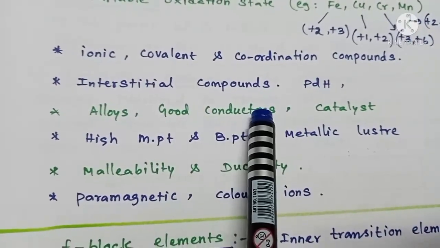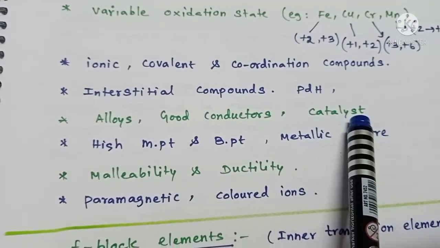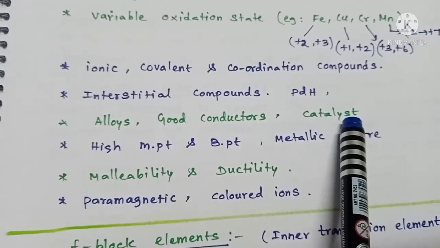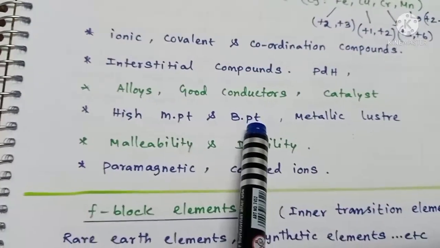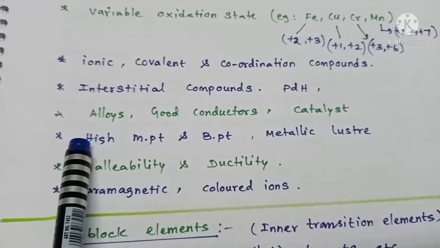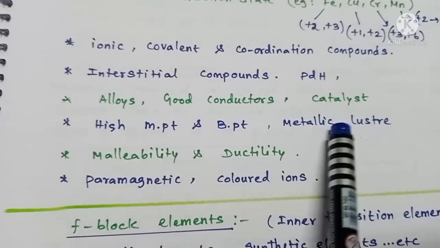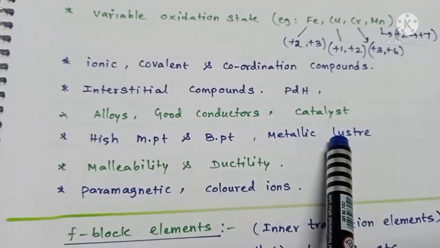They are good conductors of heat and electricity, and many D block metals are used as catalysts in chemical reactions for changing the speed of chemical reactions. They possess high melting point and boiling point because D block metals have high density. So melting points and boiling points are generally high. Then they possess metallic luster, in the sense of shining. So D block metals have a shining property.